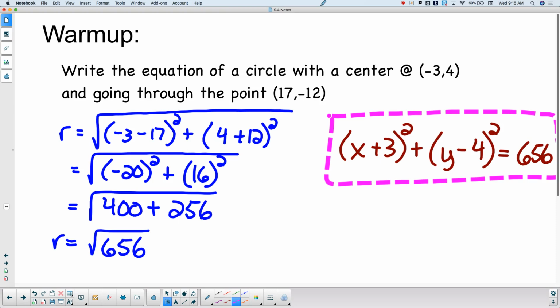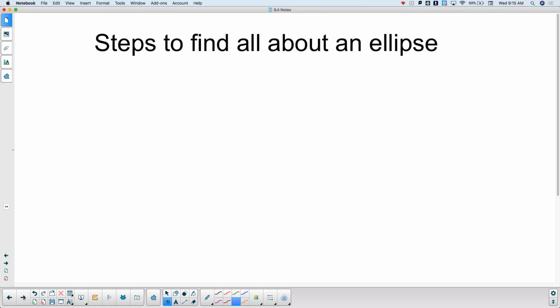Okay. Today, you will need 3 graphs, not 3 pieces of graph paper. You'll need 3 graphs, just so you know. If you don't have 3 graphs, make sure you come up and get a piece of graph paper. Okay. From Monday, what are the steps to graphing and finding everything out that we need to know about an ellipse?